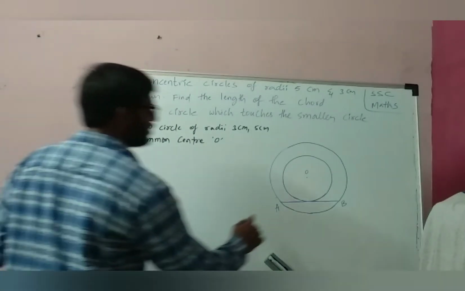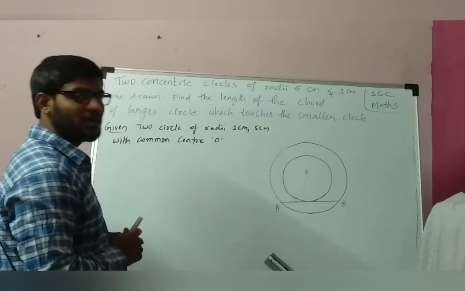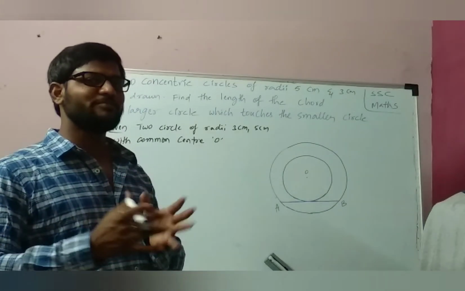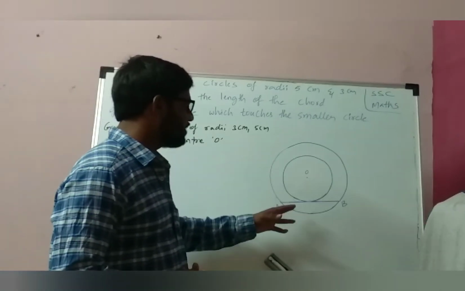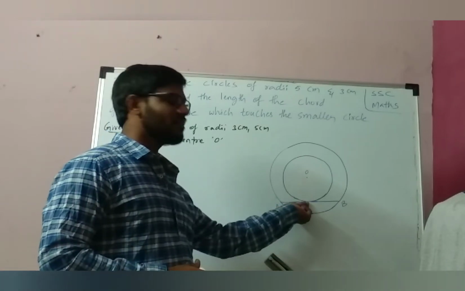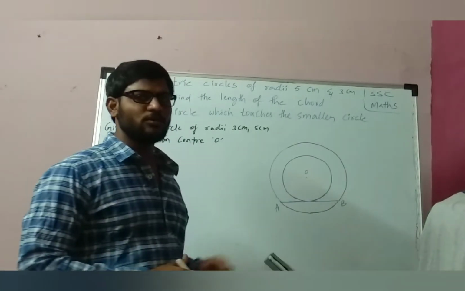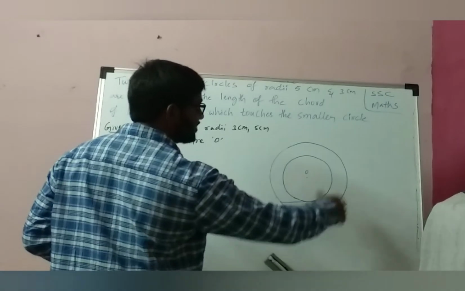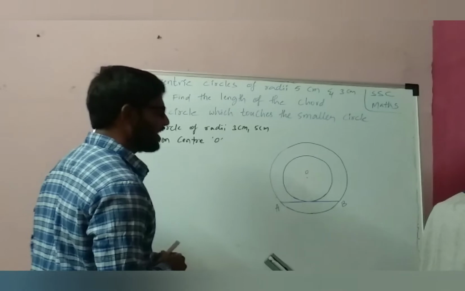And what we have to find? Length of the chord AB. See here, AB is the chord of the larger circle. What is meant by chord? Chord is nothing but the line segment joining any 2 points on the circle. And this AB is not only a chord of the larger circle. Since it is touching the smaller circle at one point, this AB is also a tangent. Okay, so we have to find the length of the chord of the larger circle, which is also the tangent of the inner circle.